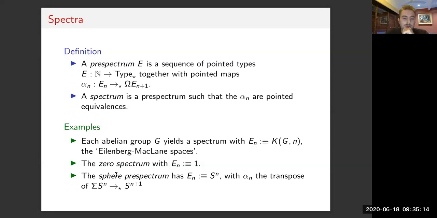There's also the sphere spectrum, which is easy to describe as a pre-spectrum. You take the nth type in the sequence to be the n-sphere, and then for your connecting map, you can take the transpose of the equivalence between the suspension of the n-sphere and the (n+1)-sphere. The transpose of this thing is not an equivalence, but you do get a pre-spectrum.